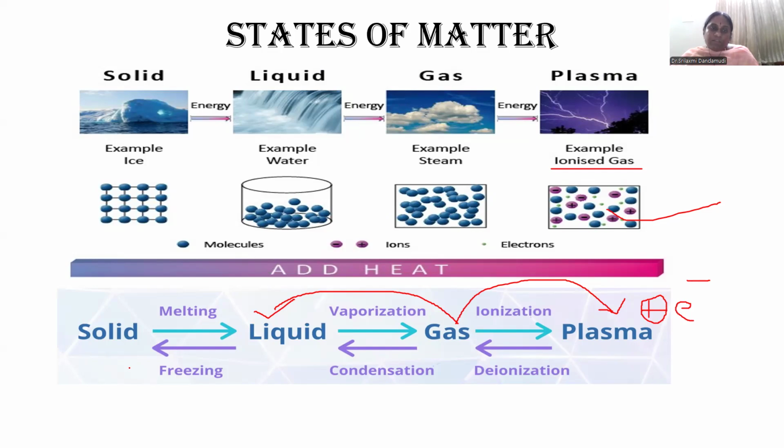The reverse process also takes place. Deionization takes place, and the plasma is converted to gas. Gas is condensed to liquid, and liquid on freezing converts to solid. So this is the states of matter.